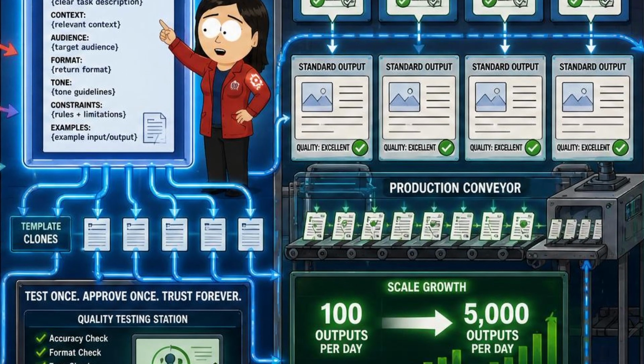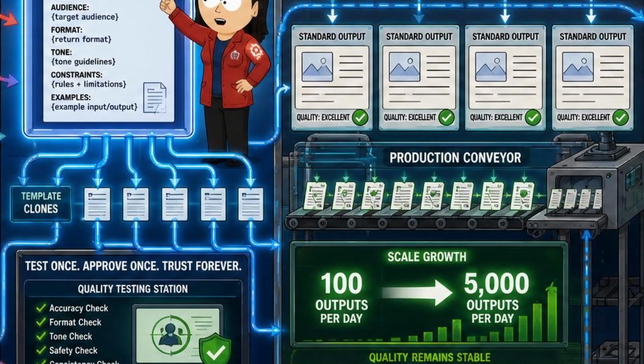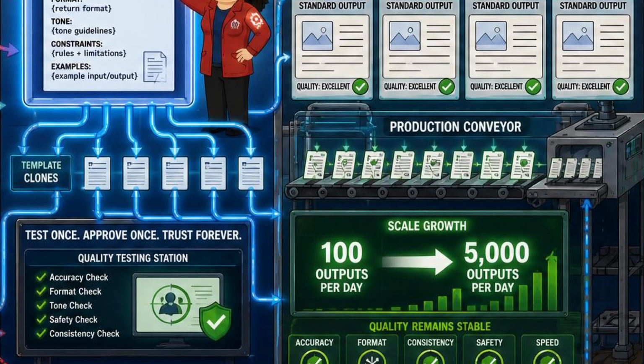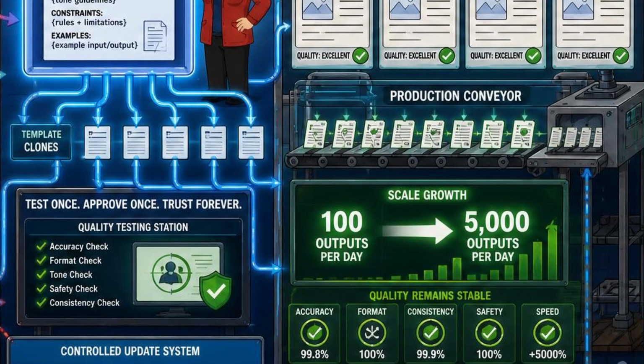One company I researched actually scaled their content generation from 100 outputs a day to 5,000 outputs a day with the same quality the entire time, just by switching to reusable prompt templates. That is what consistency at scale actually looks like.